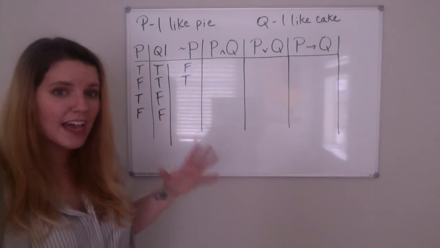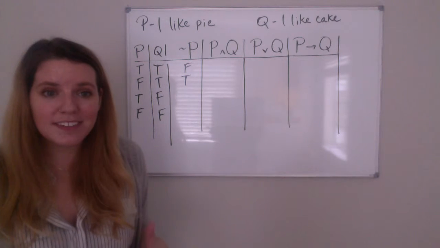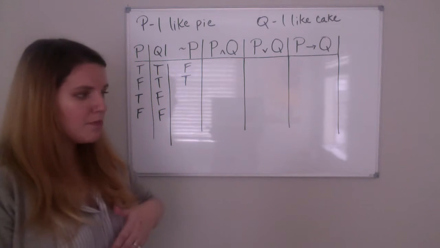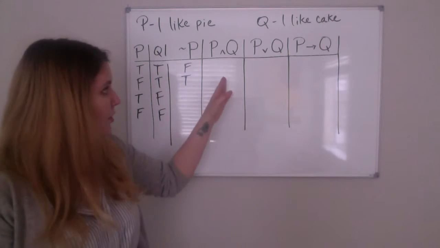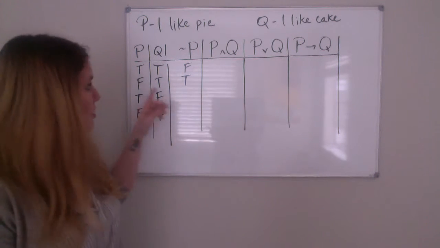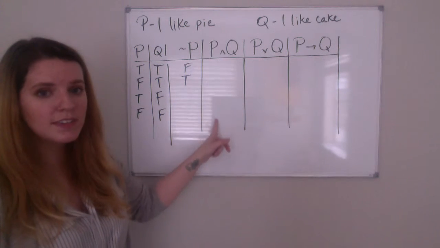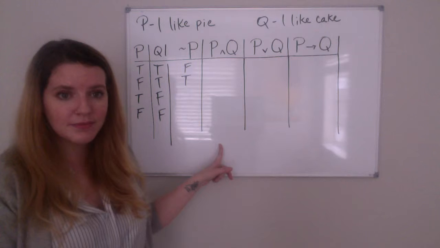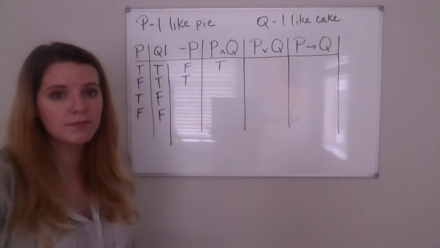Okay, so now we have our 4 rows, so now we can evaluate the conjunction claim P and Q. So this is I like pie and I like cake. What has to be the case in order for this to be true? What row or rows am I going to write a T in here? We'll number these 1, 2, 3, and 4. All right, so what rows am I going to have T in? I'm only going to have T in the first row.